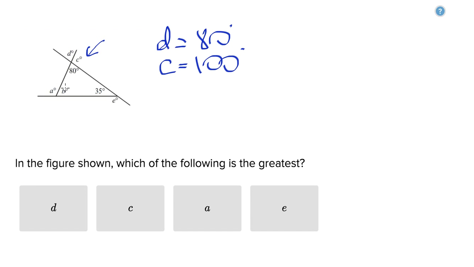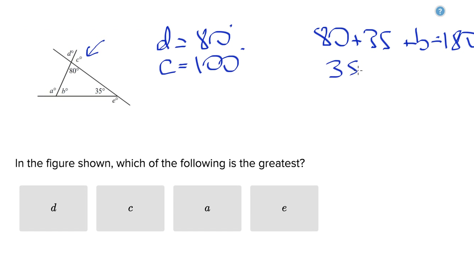And then B is inside the triangle, and we know all angles inside a triangle have to add up to 180 degrees. So to solve for B, we can say 80 plus 35 plus B equals 180. Subtracting 80 from both sides, we're going to end up with 35 plus B equals 100. So then B is going to have to be 65. Yes, B is 65 degrees. So then we can list this over here.